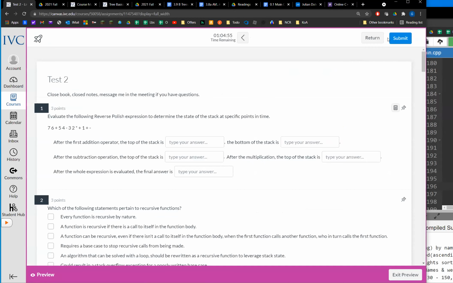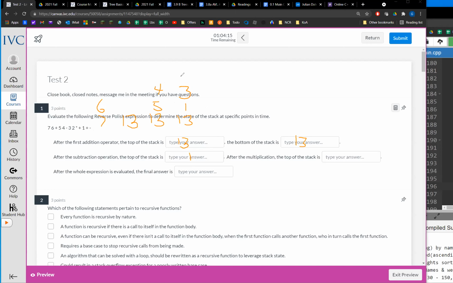All right, so we've got our reverse Polish. We've got our stack building up, 7, 6. After our first addition, we got 13. Then 5 and 4. The stack is 13, then we can do our subtraction: 4 from 5 is 1. Top of stack is the 1.